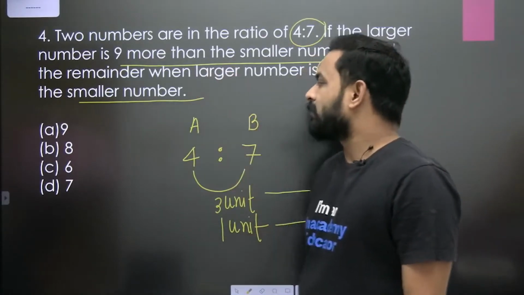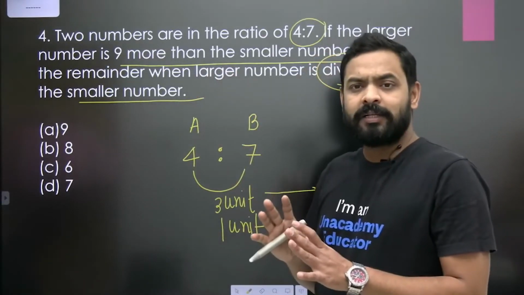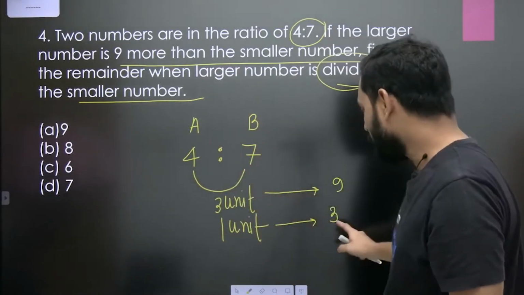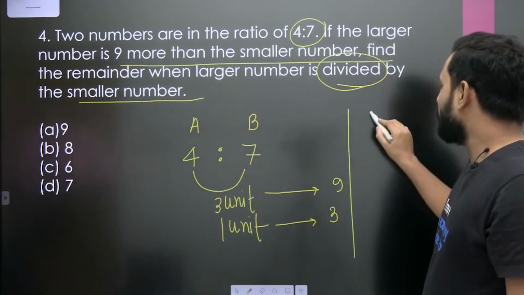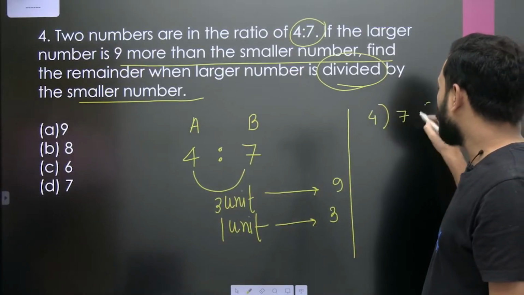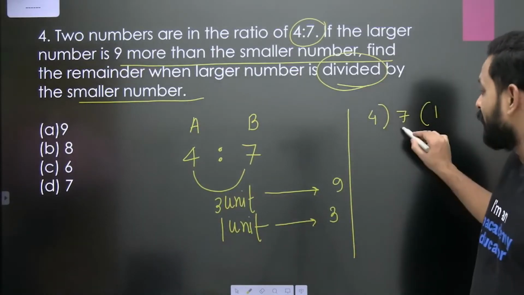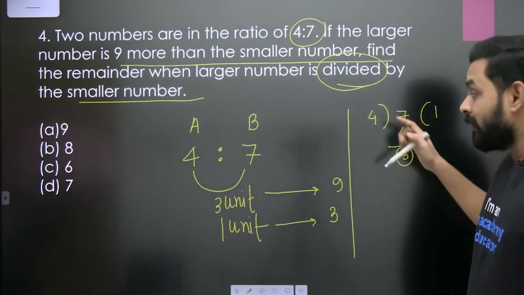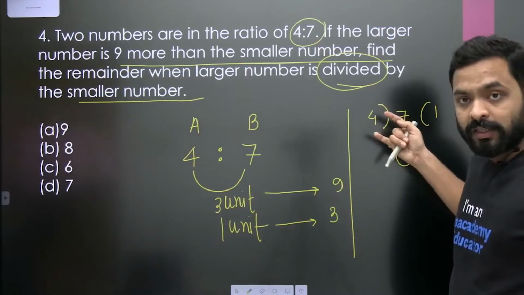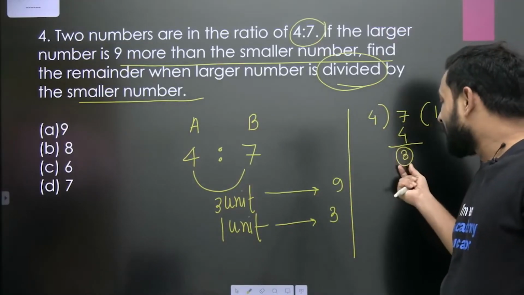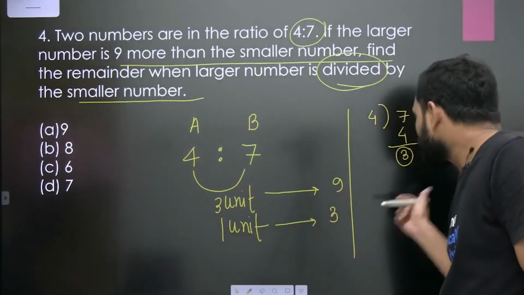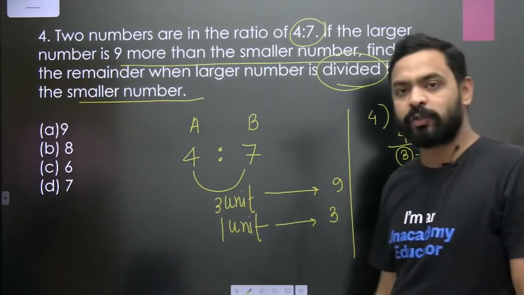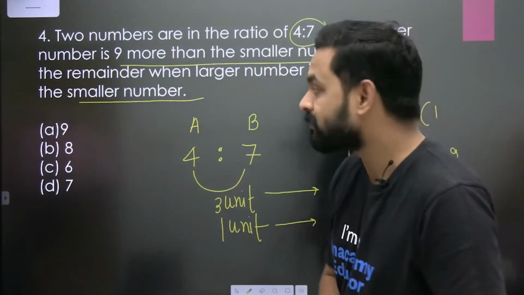Find the remainder when the larger number is divided by the smaller number. Let me divide these 2 numbers in ratios and find the remainder. We know that 1 unit is 3. Now if you divide 7 by 4, 4 ones are 4, remainder is 3. In the scale of ratio, 3 is the remainder. But actually 1 unit is equivalent to 3, so 3 units will be equivalent to 9. That's what you can do.